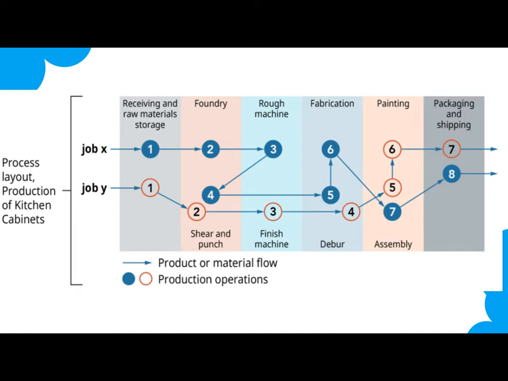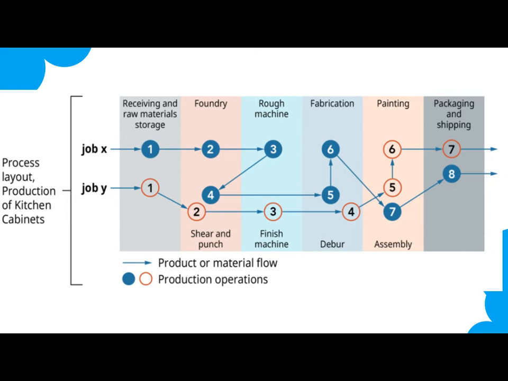Suppose there is job X. Now all these workstations are fixed and machineries are also fixed at their positions. And job X, job Y, job Z, n number of jobs will be there. They will flow through n number of workstations. We will just take one example of job Y.